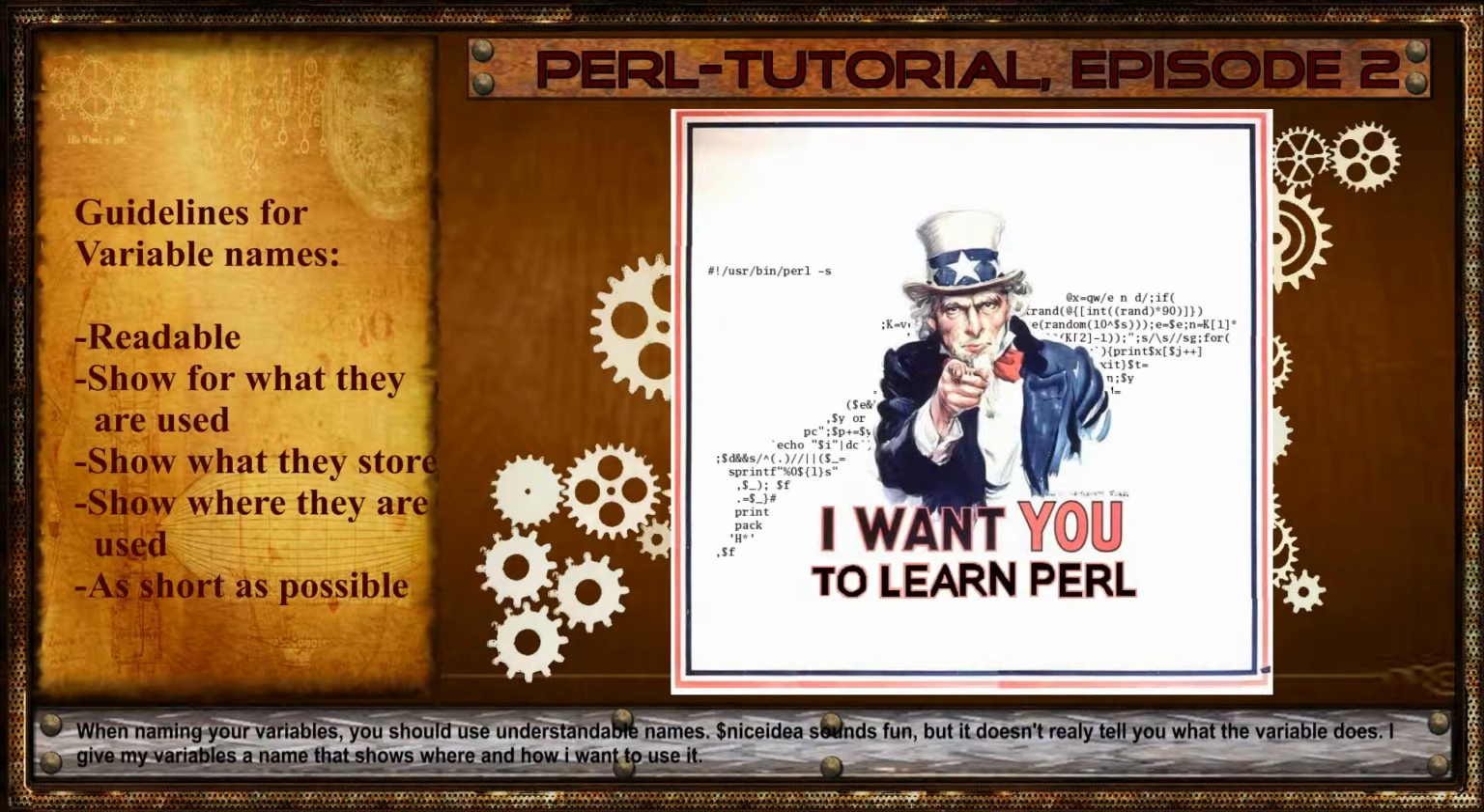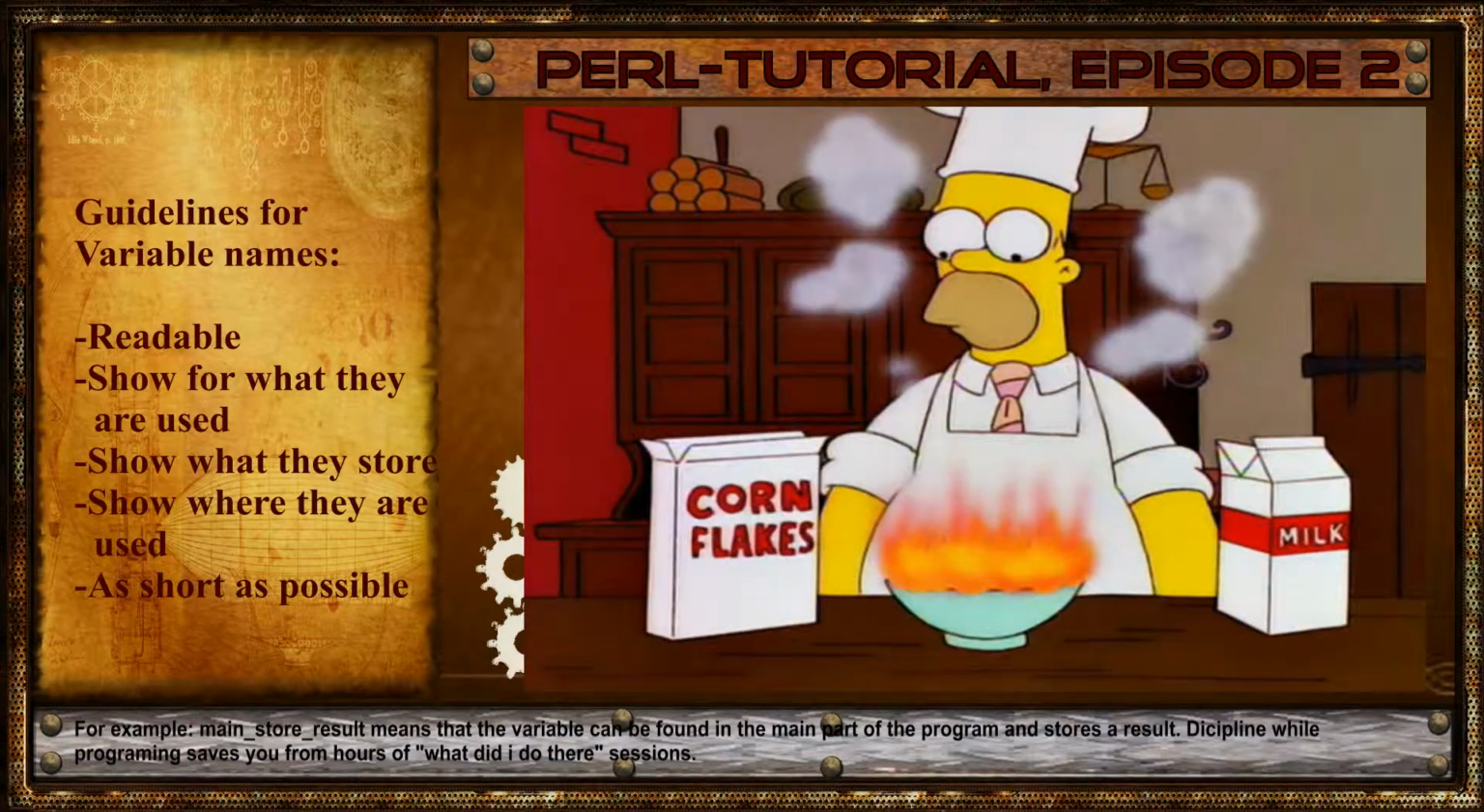When naming your variables, you should use understandable names. $nice_idea sounds fun, but it doesn't really tell you what the variable does. I give my variables a name that shows where and how I want to use it. For example, $main_store_result means that the variable can be found in the main part of the program and stores a result. Discipline while programming saves you from hours of "what did I do there?" sessions.